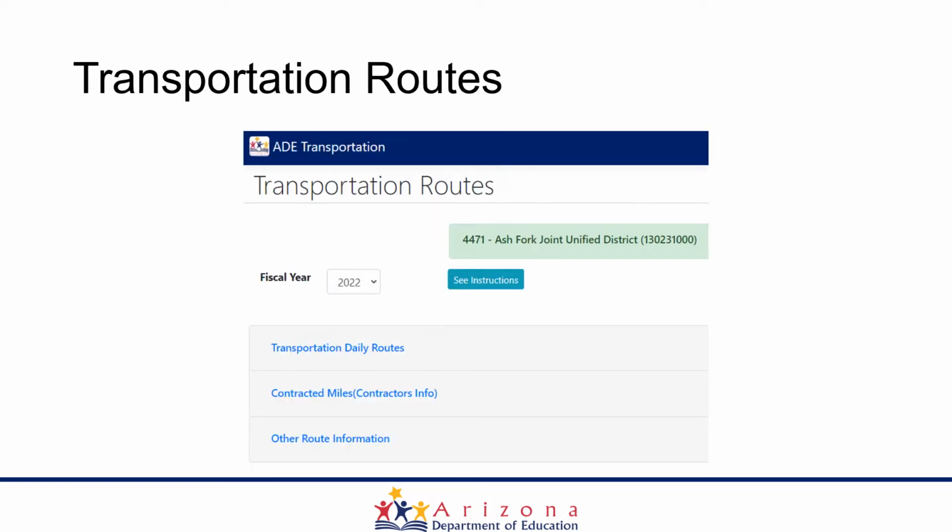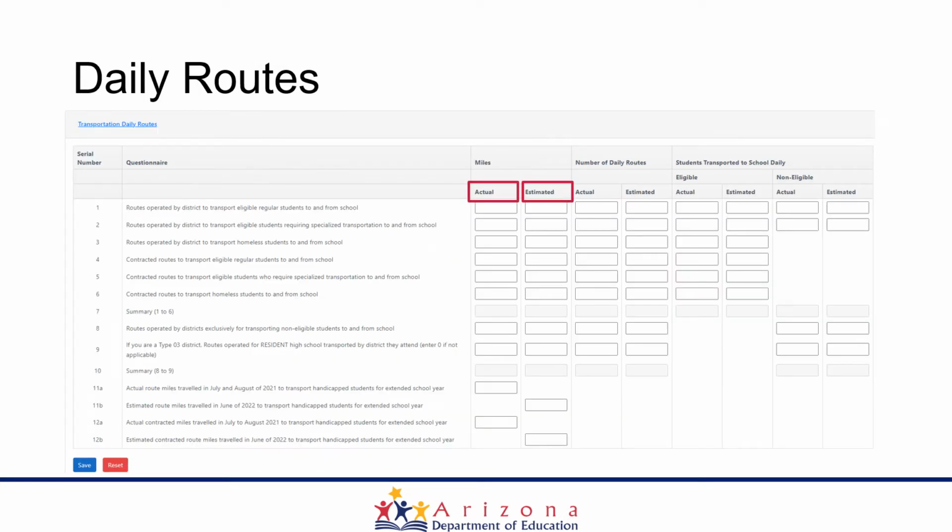Let's first take a look at transportation routes. When you click on the box, you will see a menu for daily routes, contracted miles, and other route information. Here is where you report daily route information. You will see that the questions are the exact same as what you are used to seeing in Common Logon.